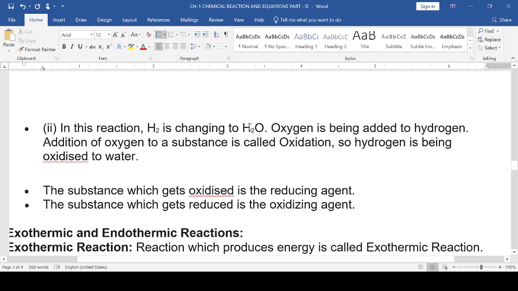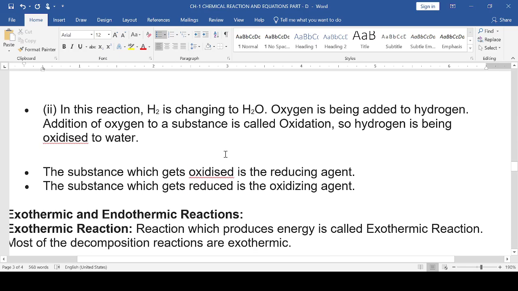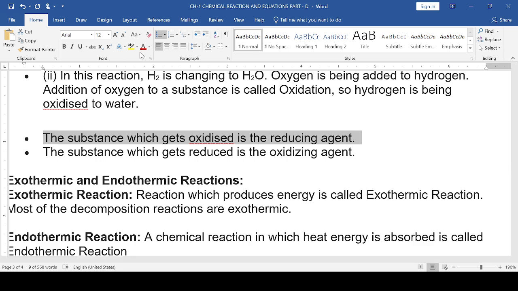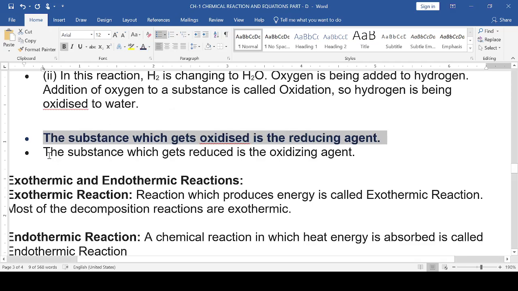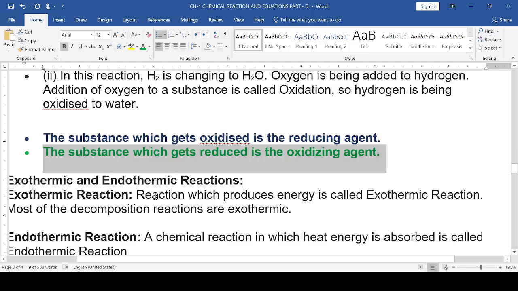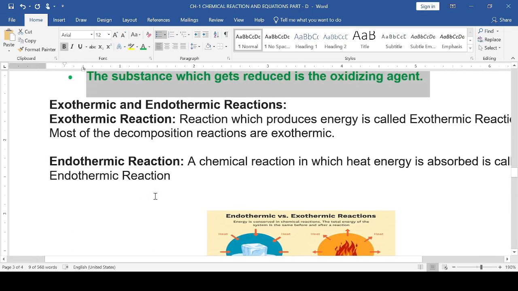So H2 is changing to H2O. So oxygen is being added to what? Hydrogen. So addition of oxygen to a substance is called oxidation. So hydrogen is being oxidized. The substance which gets oxidized is called a reducing agent. What is that, students? The substance which gets oxidized is called a reducing agent. And the substance which gets reduced is called an oxidizing agent. Next comes your exothermic and endothermic reaction.